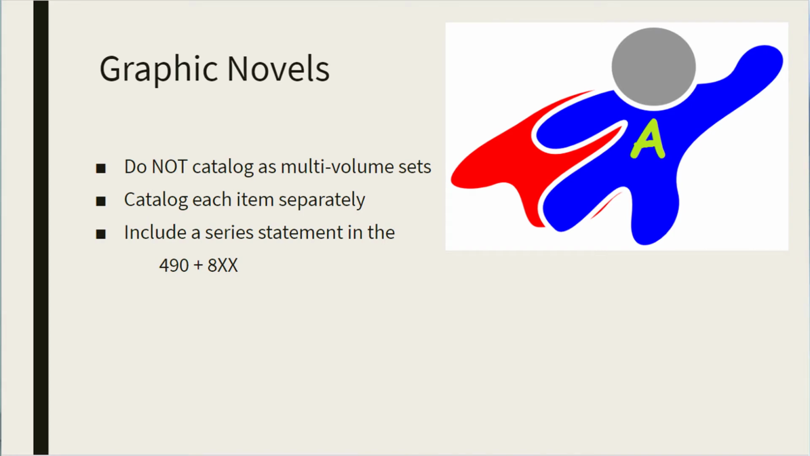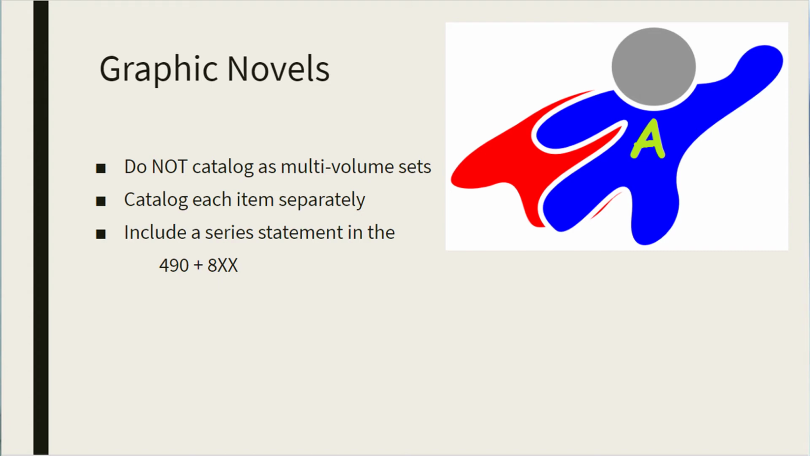Graphic novels, these are also very special. Do not catalog your graphic novels as multi-volume sets. Sometimes they look like multi-volume sets. They're very confusing, but they generally don't work very well as multi-volume sets. So look for a record where the graphic novel you're looking at is the one thing that's being described in that record. Catalog each of those items separately.